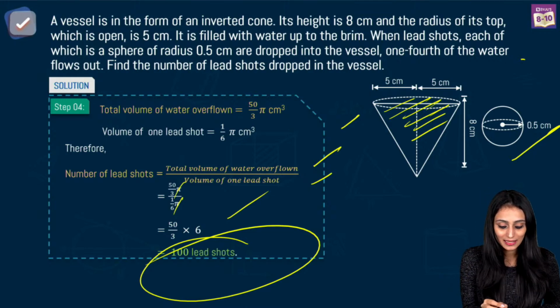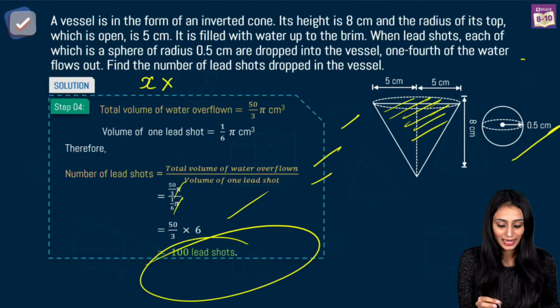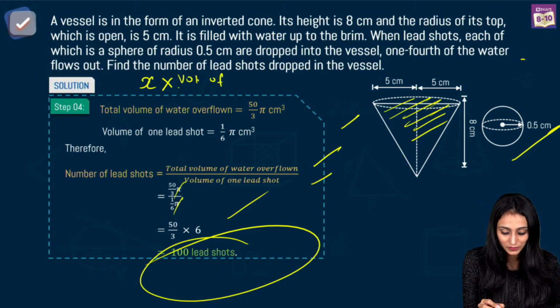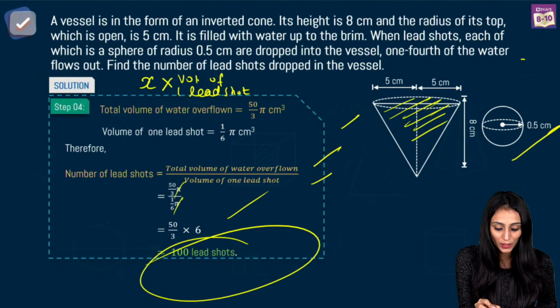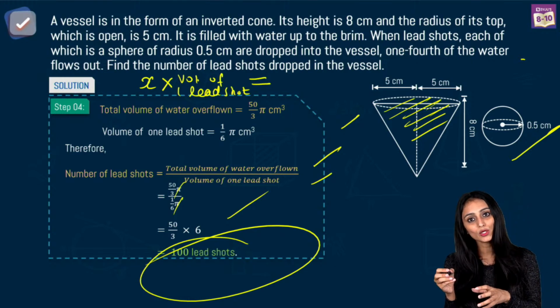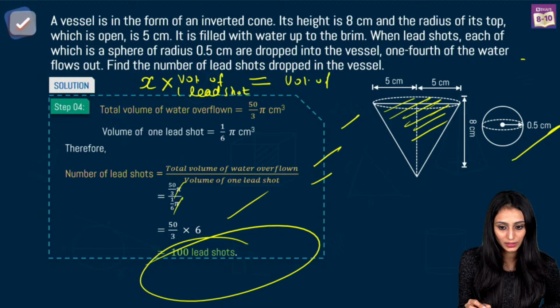So let's say the number of lead shots, we don't know here. Let's say that is X, into the volume of one lead shot. So this is the total amount of object that we have dropped into the vessel. That will be equal to what? The amount of water that flows out, so the volume of water that flows out.